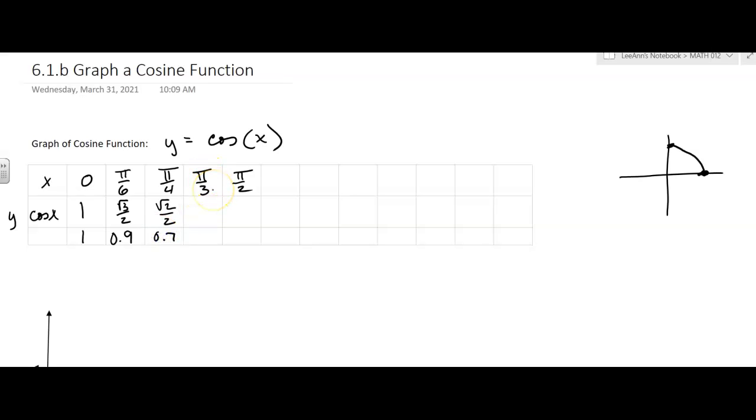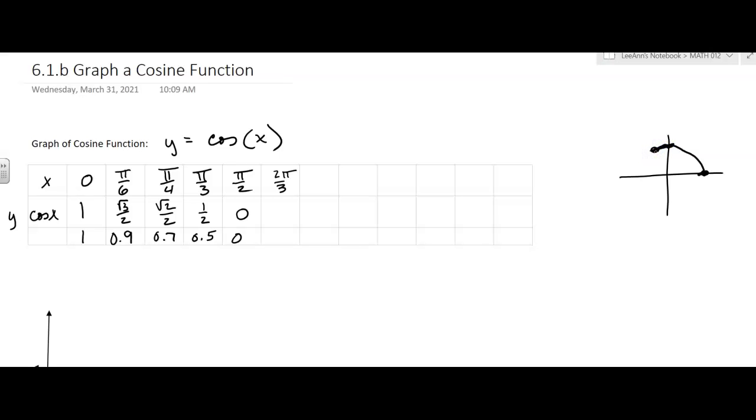Pi over 3, the cosine of pi over 3 is 1/2. And that's going to be 0.5. And then the cosine of pi over 2 is going to be 0. Okay, 0. All right. Now, we're going into the second quadrant. So let's say 2 pi over 3, which would be like a little bit more here. Okay, so maybe right there.